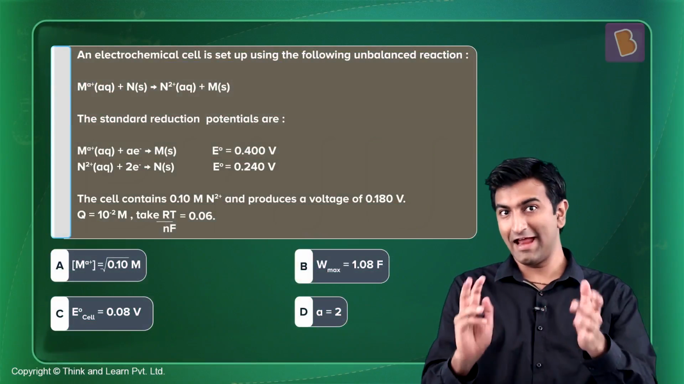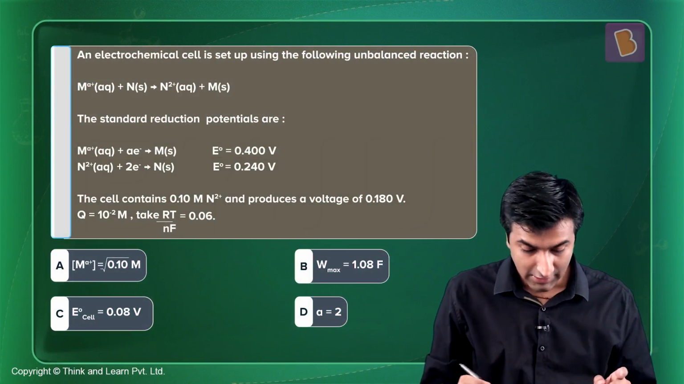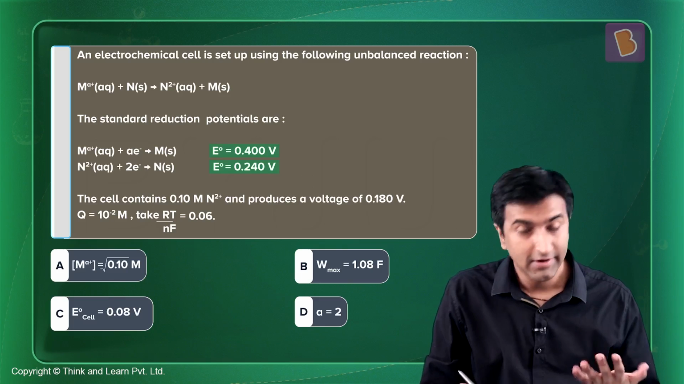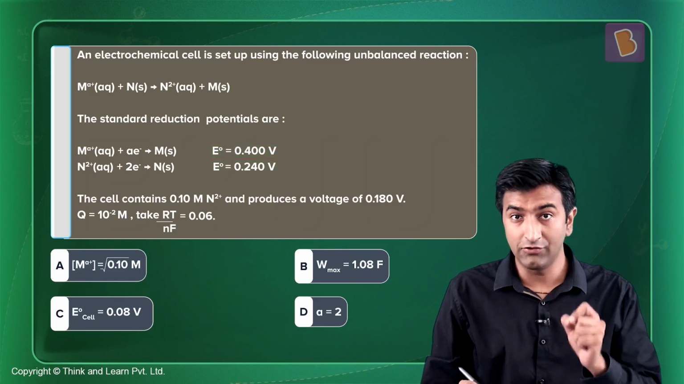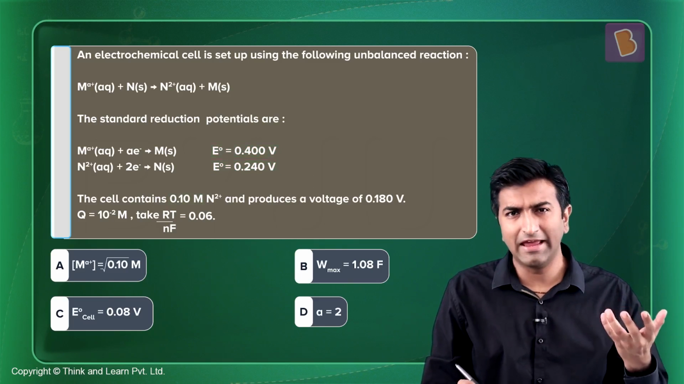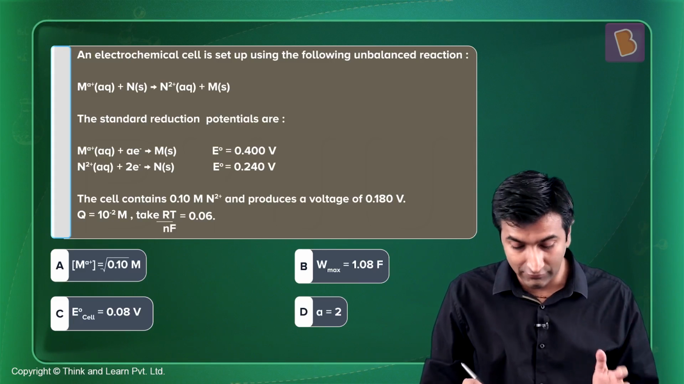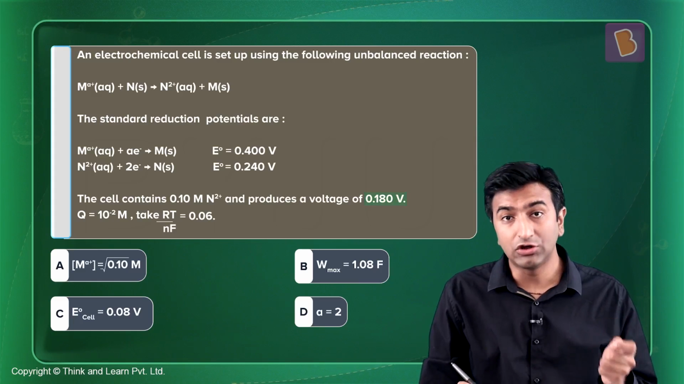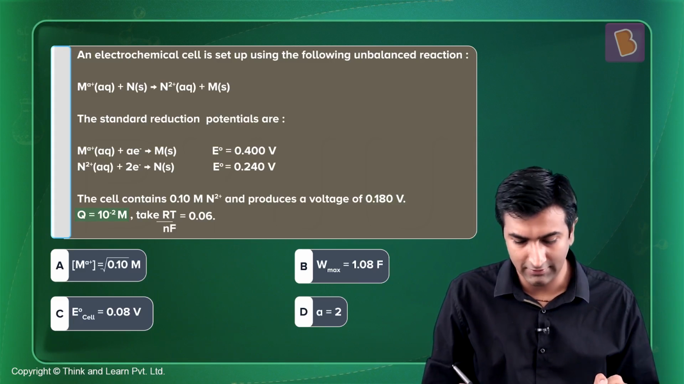Here's a question that can have more than one correct answer. An interesting one. What's given to us? We have the E naught values of half reactions, the overall reaction that you'd want to consider. There's the concentration of N2 plus given to us to be 0.1 molar and some MA plus, you don't know what that A value is. The voltage of the entire cell is 0.180 volts and the Q value is given to us to be 10 power minus 2 molar. That's interesting.